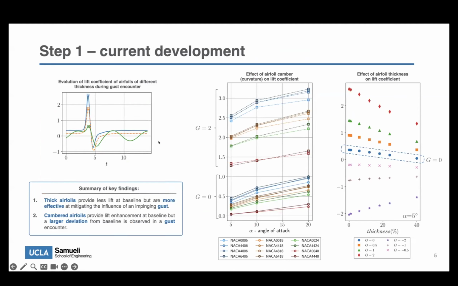And there are 2 things that I wanted to mention about this library that we built. When we say that we're trying to find the optimal airfoil, what we're trying to do is mitigate the fluctuations in the lift.